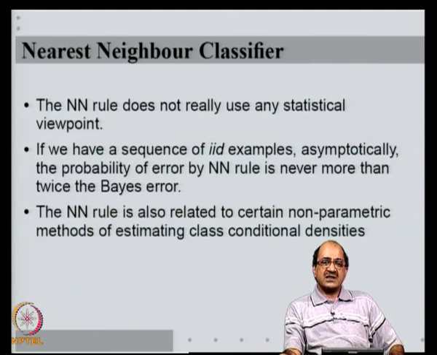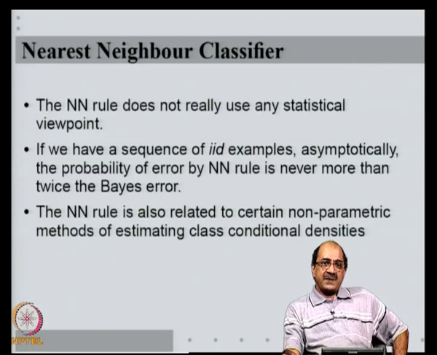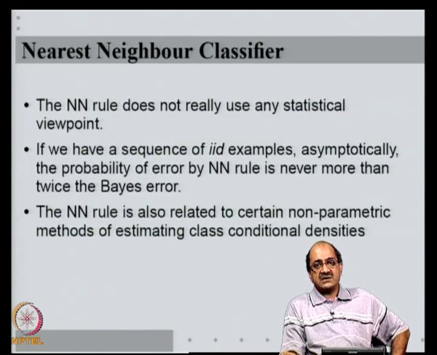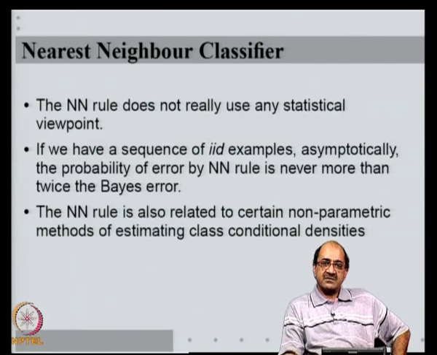It is also related to certain what are called non-parametric methods of estimating class conditional densities. We will discuss that later. But at this point, I will simply mention that because of its simplicity and because of some guarantees on performance, the nearest neighbor classifier is often the benchmark for any classifier design. That is, I should not go for a complicated classifier unless I am getting sufficient improvement over the nearest neighbor classifier. So, given any problem on the chosen feature vector, I should first implement the nearest neighbor classifier. That tells me the minimum performance I can get without doing any work.